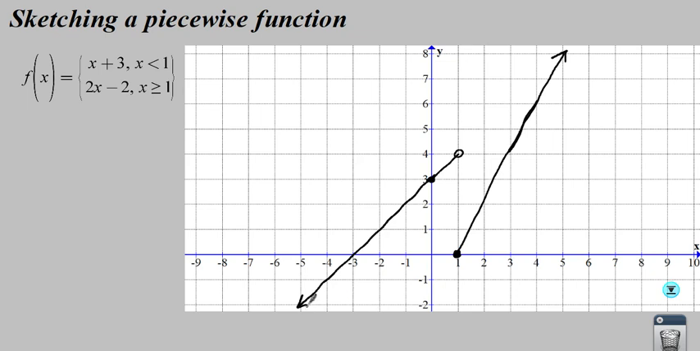Look at the curve. The domain is obviously the set of real numbers, and it passes the vertical line test, so it is a function.